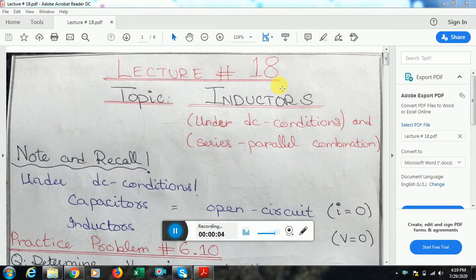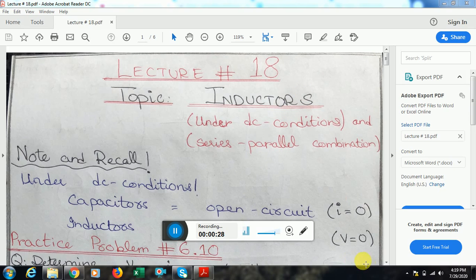I welcome you to lecture number 18 of Electric Circuit Analysis 1. Today we are going to study inductors, the performance of inductors under DC condition, and series and parallel combination of inductors. How do we sum up or reduce a network having multiple inductors while they are in series combination or in parallel combination?